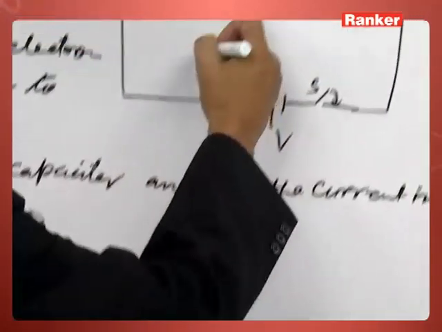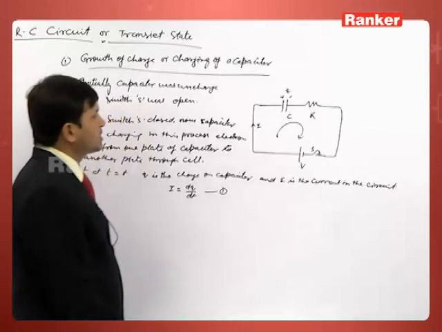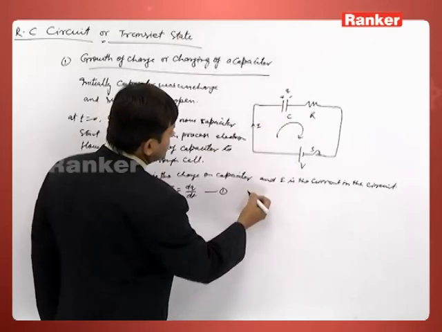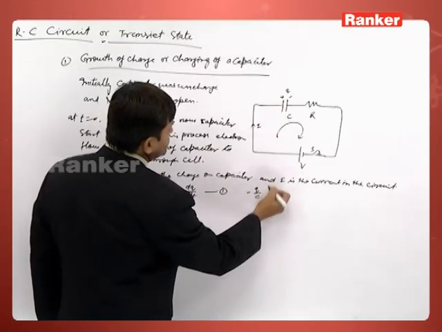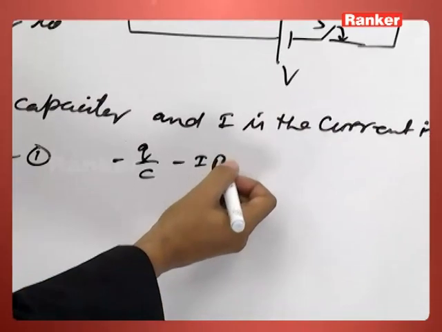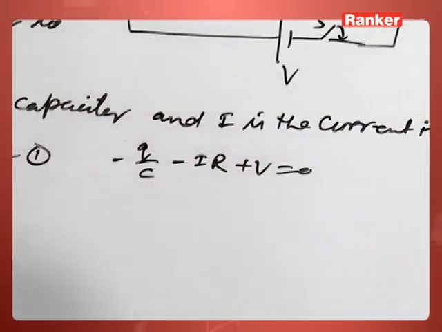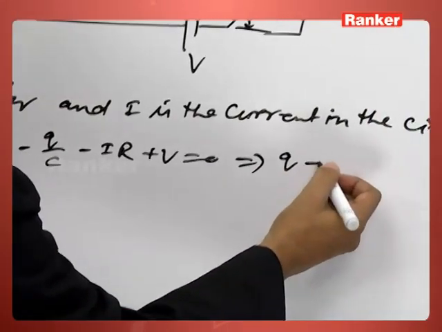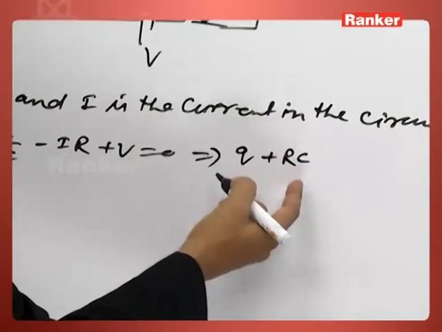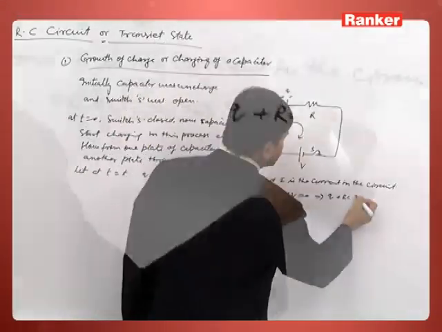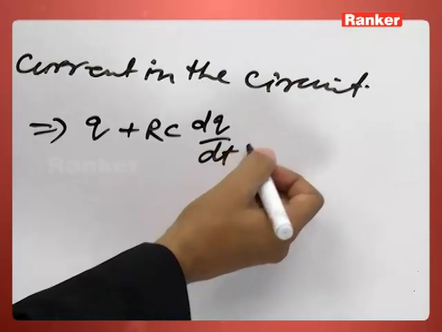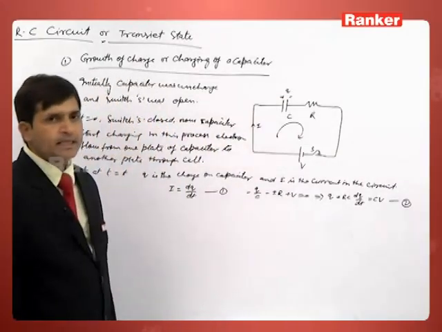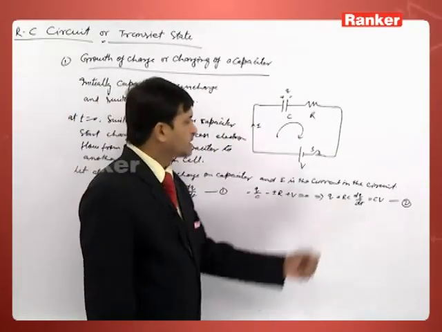Now, for the second equation we can use Kirchhoff's second law. From here we can write: minus q by C, minus IR, plus V, equals 0. Or we can say q plus RC times I, where I is dq by dt, is equal to CV. This is your second equation. Now we can simplify this.